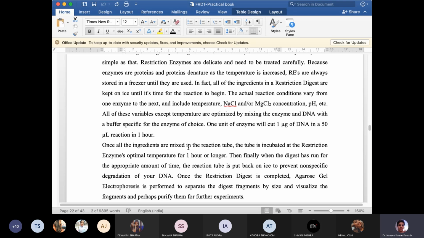So when these four restriction sites are there, how can your restriction enzyme work in this case? I am just going to take an example on the whiteboard. Just a moment.